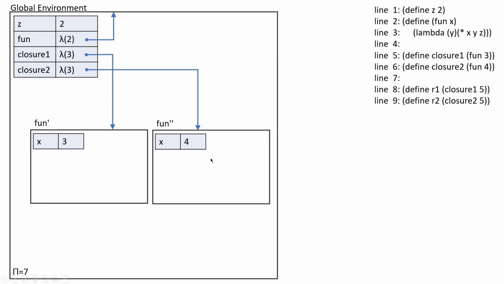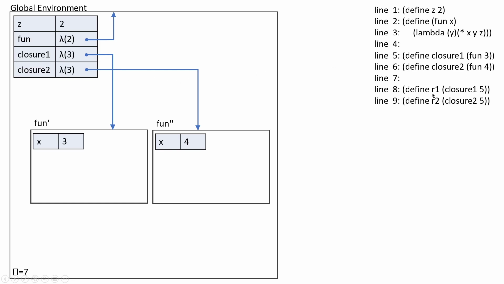All right, so we're on line 7. The next thing that happens is line 8 here, where we say define R1 to be what happens when we call closure 1 on the value 5. Again, closure 1 and 2 are just functions. These represent this lambda here.